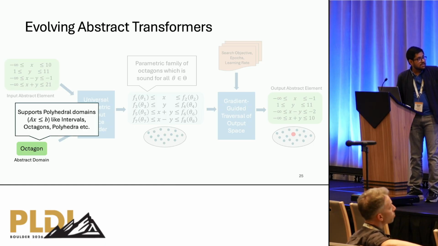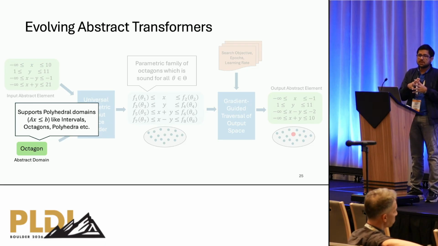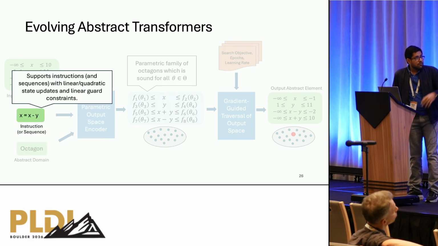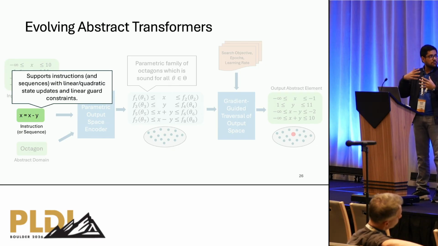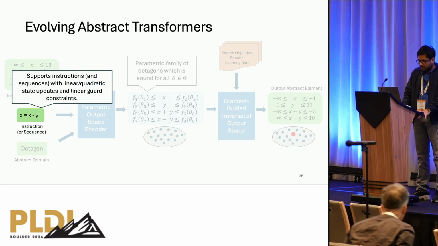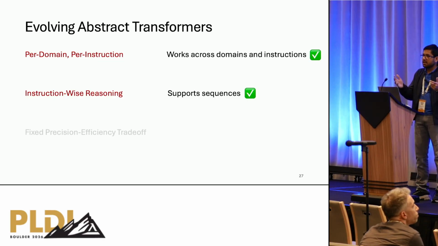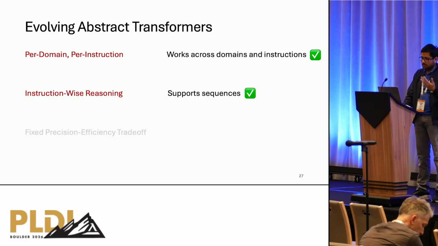This example was for the octagon domain, but our technique supports all polyhedral domains, which are the domains where the abstract state is represented using a set of linear inequalities. For instructions, our evolving transformers support all instructions which have linear updates, quadratic updates, and also the meet operation with linear guard constraints. So this already gives us these two benefits, that now we have a technique which works for domains and instructions and is also sequence aware. Now we'll talk about how we solve this precision-efficiency trade-off problem.